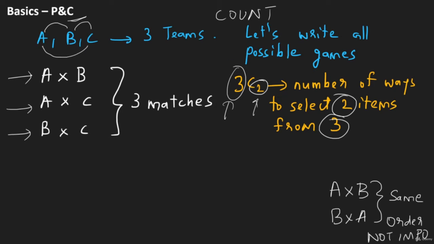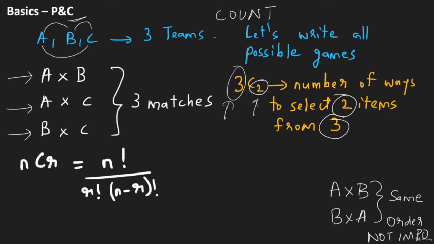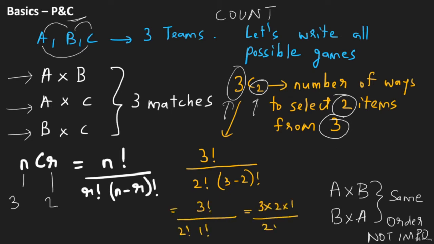Alright, now what's the formula for NCR? Let's find that out. NCR is equal to n factorial divided by r factorial into n minus r factorial. Alright, now let's apply this in the case of 3C2. So that would make n as 3 and r as 2. Let's apply that over here. We get 3 factorial divided by 2 factorial into 3 minus 2 factorial.